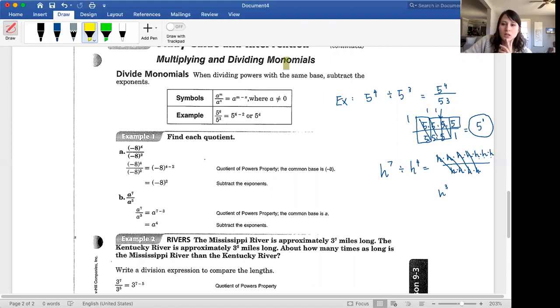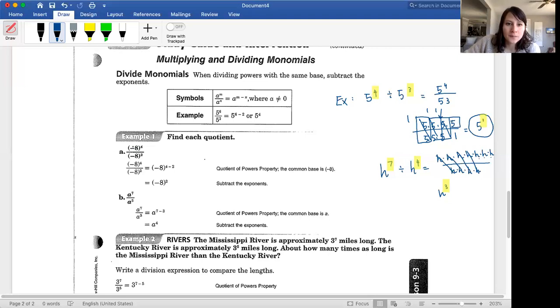Okay, I want you to see if you can see a relationship between the exponents. 5, 4, 3, 1. Here you have 7, 4, 3. What do you notice? Well, what I notice is 3 is actually the difference of 7 and 4. 1 is the difference of 4 and 3. So the rule is when I'm dividing powers with the same base, I can actually subtract the exponents.